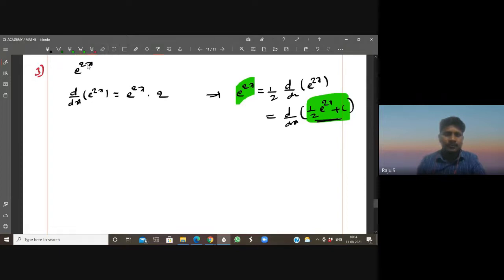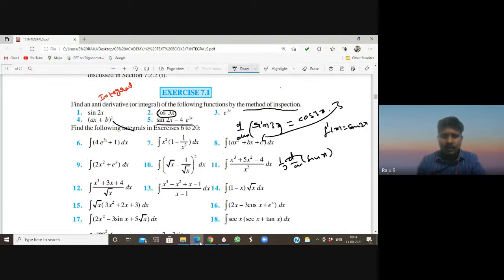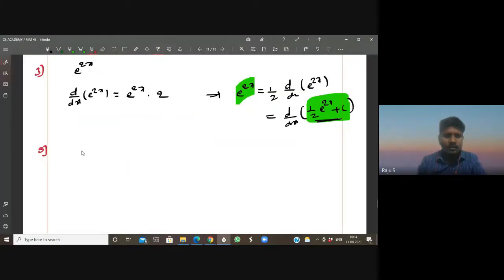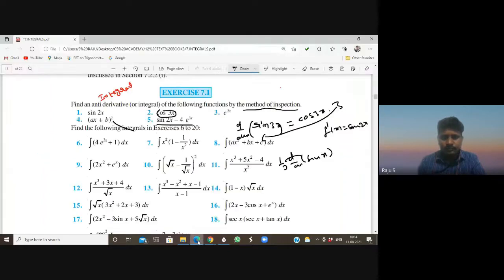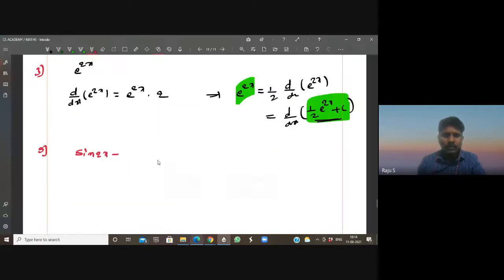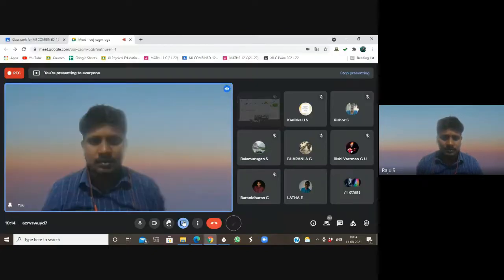Yeah, take the fifth question. Fifth or fourth question, your wish. If I take the fifth question here, sine 2x minus 4 e power 3x. Okay, students, right. So what is the function we can consider here? We want to know sine 2x. Sine 2x actually, it is the... just a moment, students.